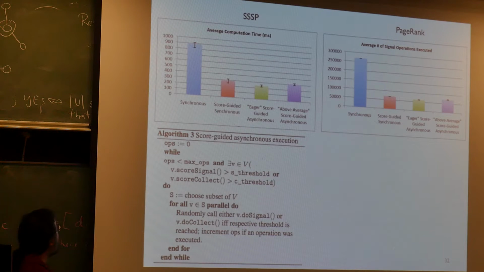Here's another example, which is actually a slightly different strategy for selecting things. We don't really have to look at these in great detail because this is, again, the one that's fastest, this simple eager approach. But you can imagine doing some more focused strategy where you choose a small number of operations, choose the things that have higher signaling or higher collect scores, and do those.